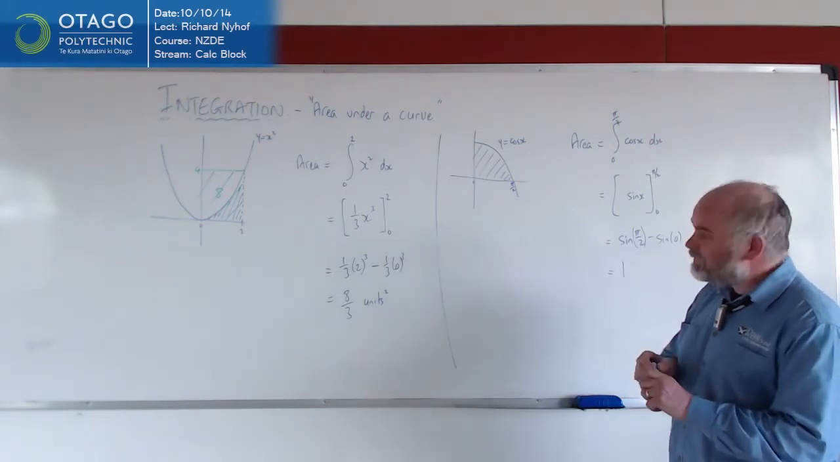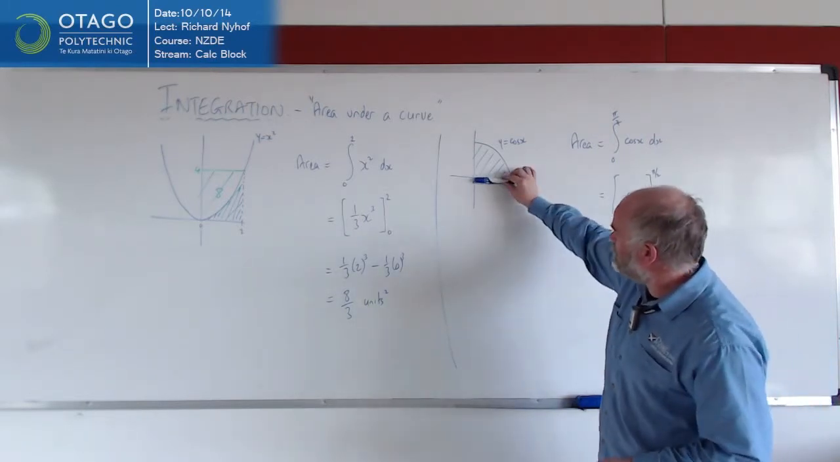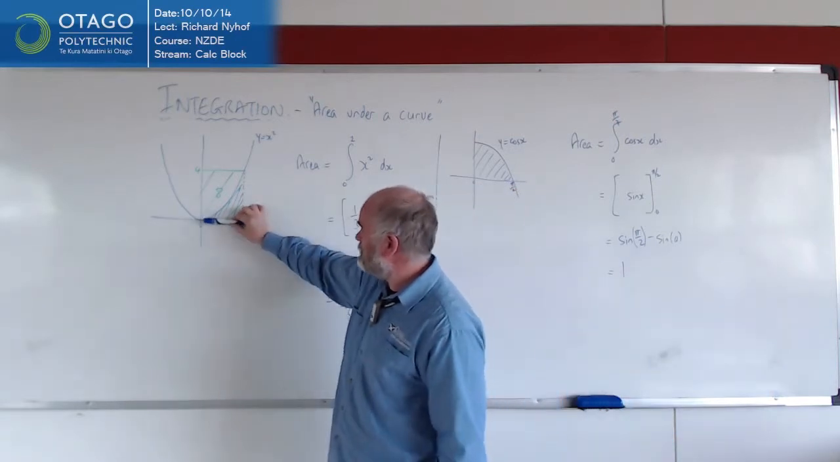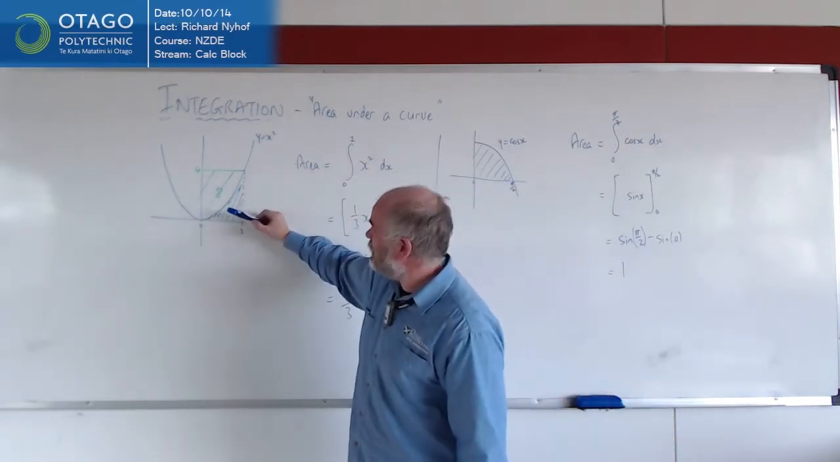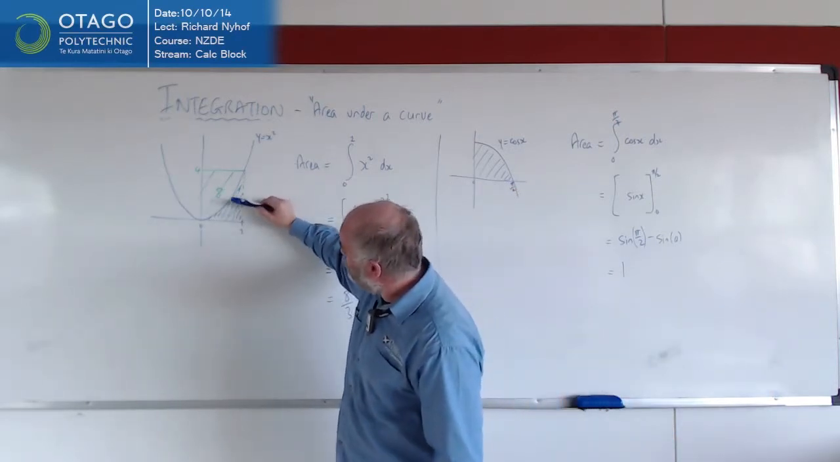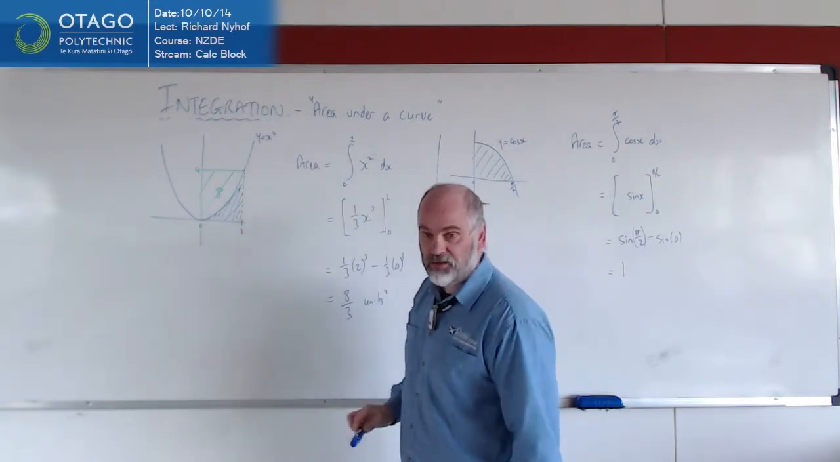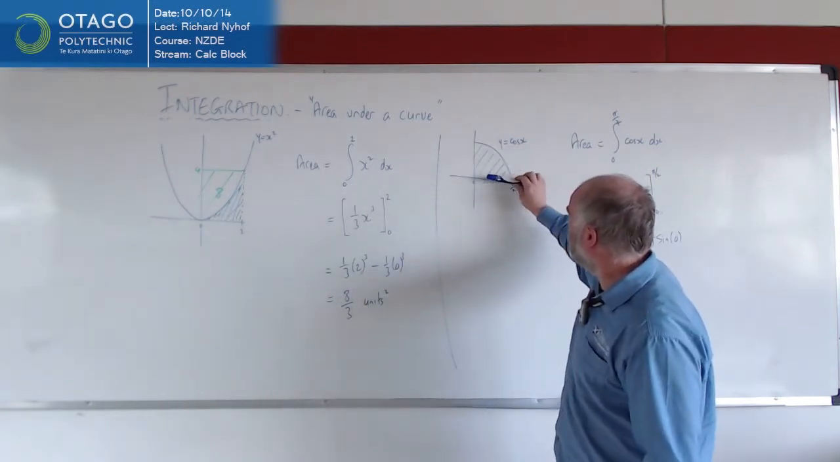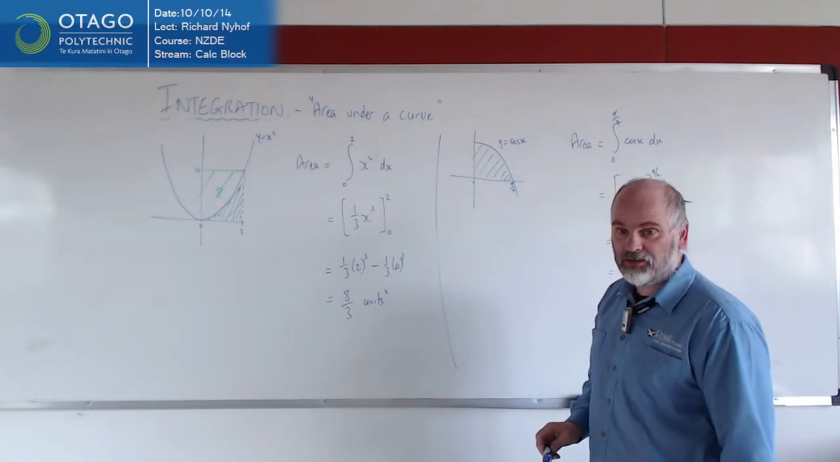Okay. Notice for both of them, the bottom has been defined by the x-axis. So this idea gives you the area under the curve above the x-axis. The area under the curve above the x-axis.